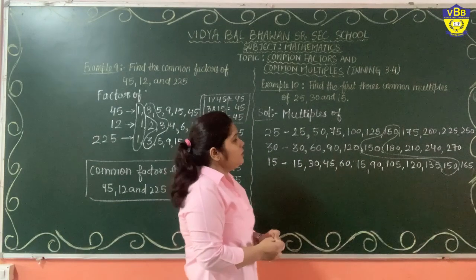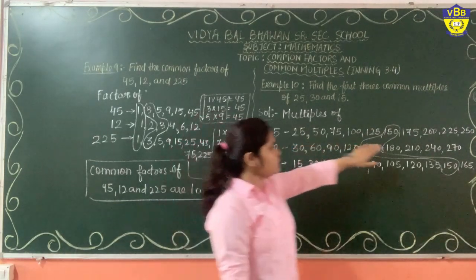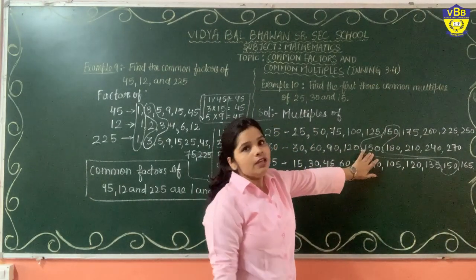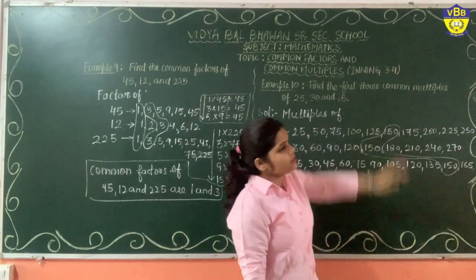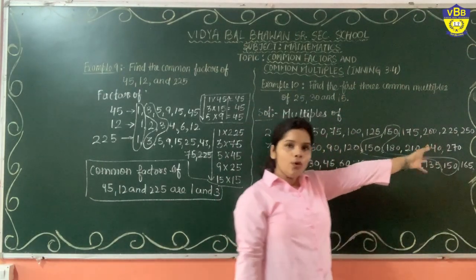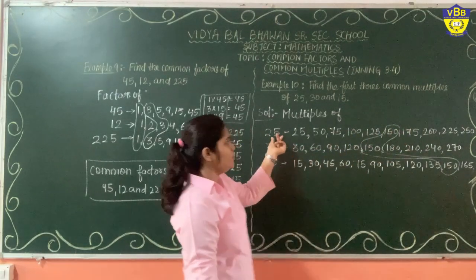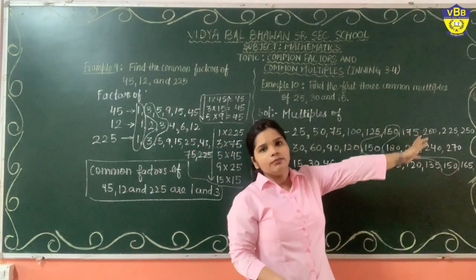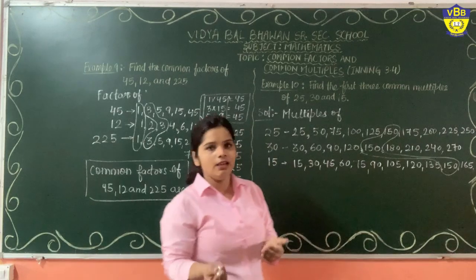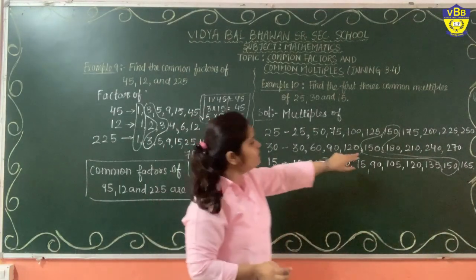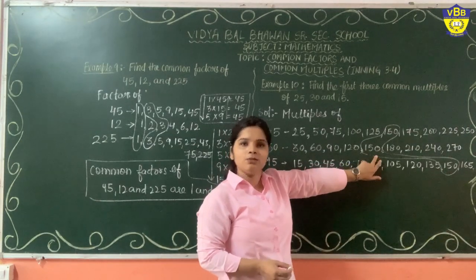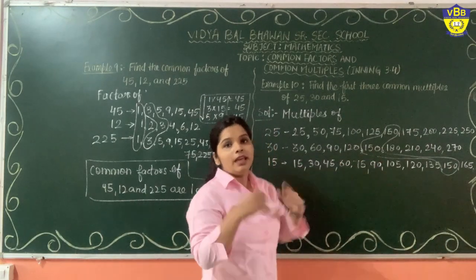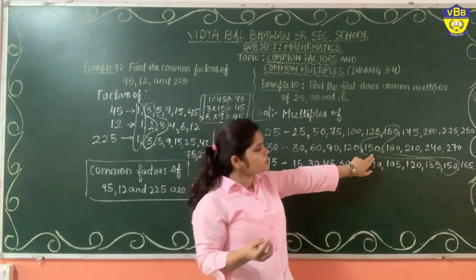So now you can see we have written lots of multiples, but we just found one common multiple here, that is 150. And we need to find three common multiples. So we have to write more tables and more multiples of 25, 30 and 15. So here it will become a lengthy question. So how can we find? We found that the first common multiple of these three numbers is 150. Next will be the multiple of this 150 only.